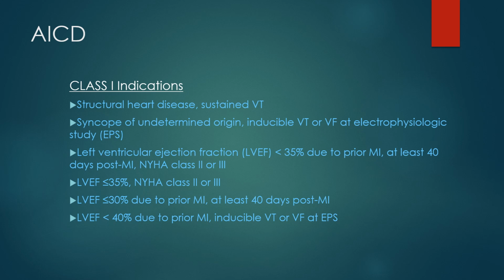Patients that have low ejection fractions, left ventricular ejection fraction usually less than 35%, due to an MI or prior MIs, okay? So when we have that decreased EF, they're at a higher risk for those arrhythmias, and they can be at risk for sudden death, right? And then they would be candidates for an AICD pacemaker.